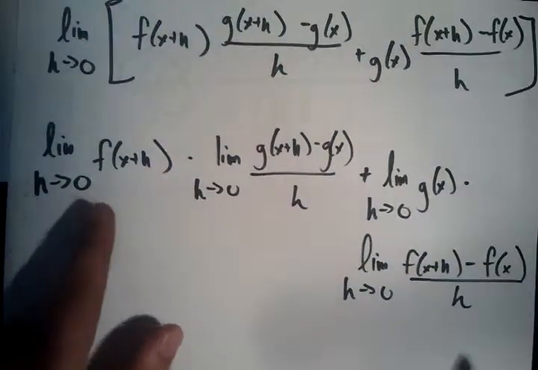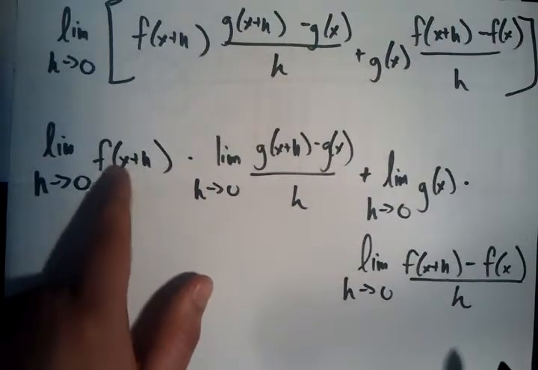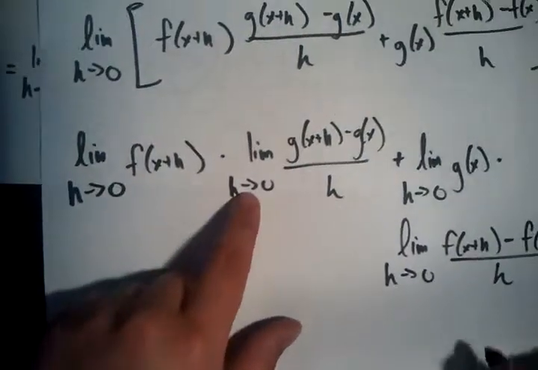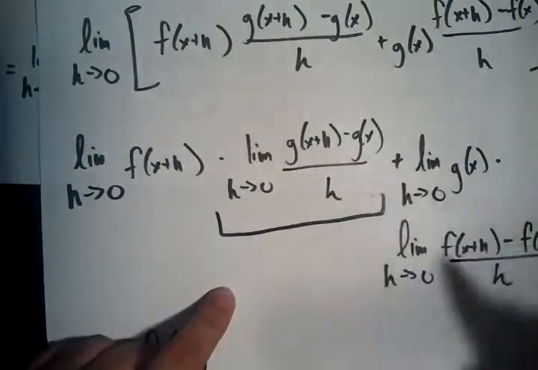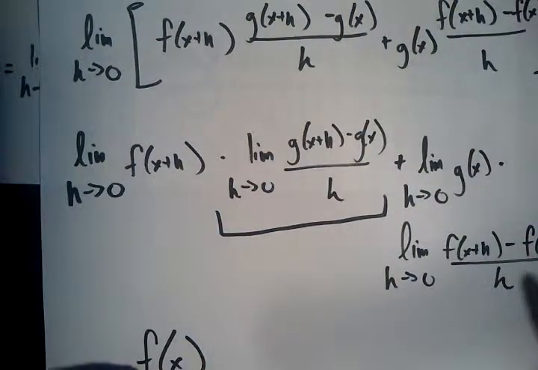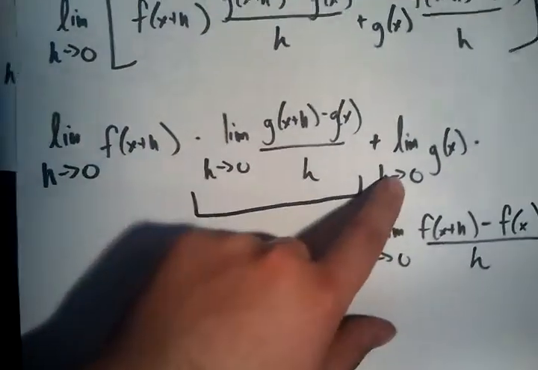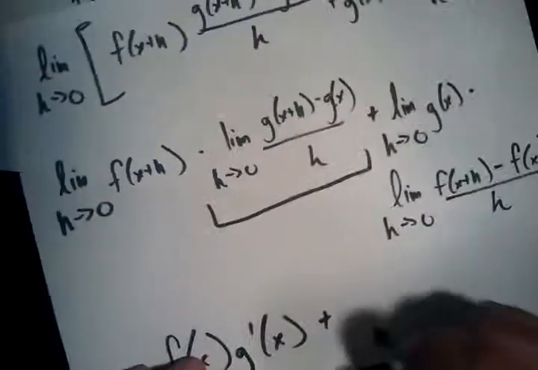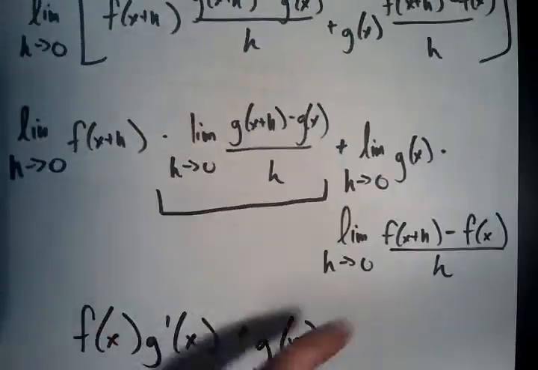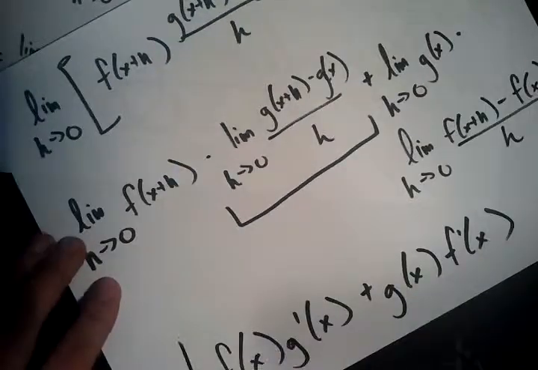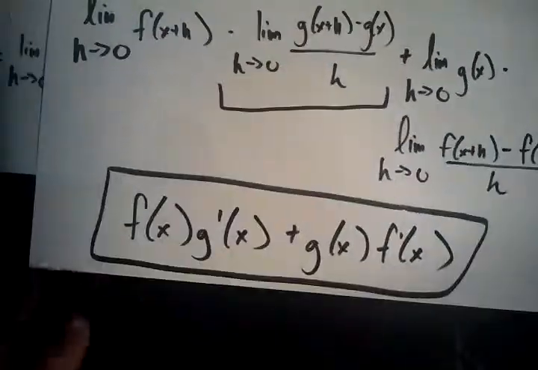And the limit as h approaches 0 of f of x plus h just goes to f of x. So f of x. This term right here is just the definition of the derivative for g prime of x. So g prime of x. This term right here doesn't even have h involved, so it's just g of x. And this term right here is the derivative f prime of x. And there you go. There's your product rule.